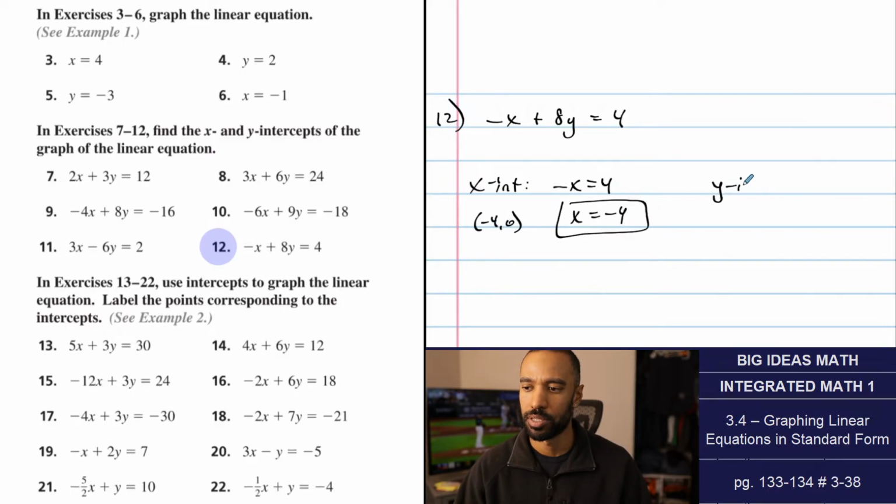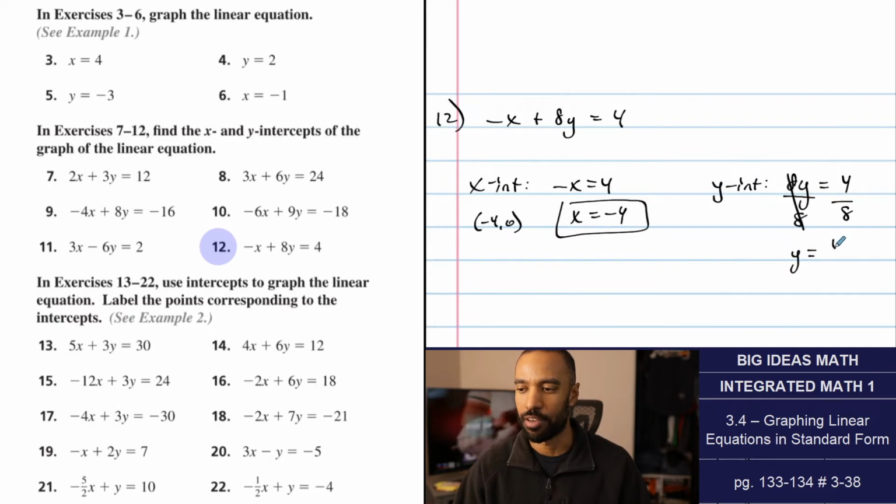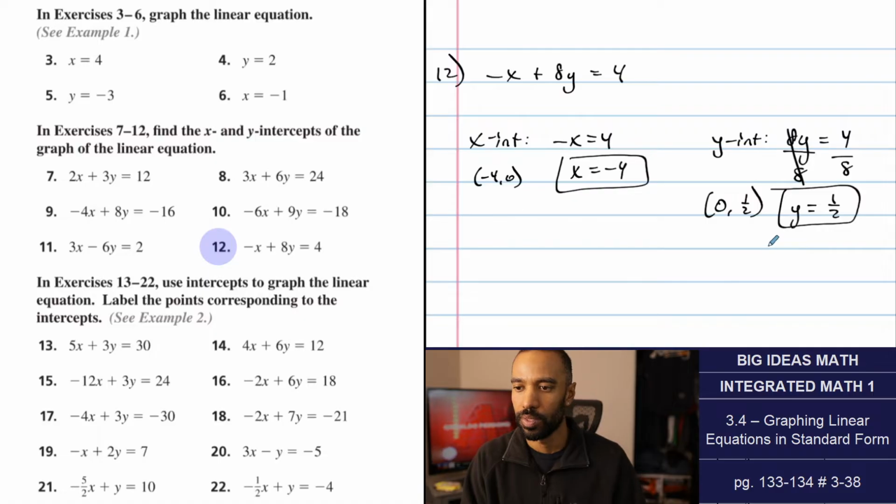The y-intercept, we have 8y equals 4. Negative 0 is still 0, and that plus 8y is still 8y. Divide by 8. 4/8. Don't go to the calculator. Don't say 0.5. We got a little 1/2 on our hands as reduced. And it's like that. Okay?